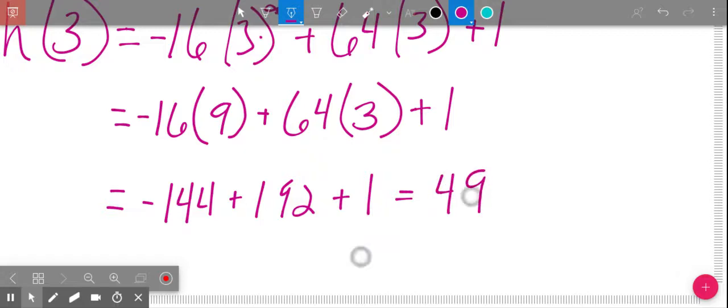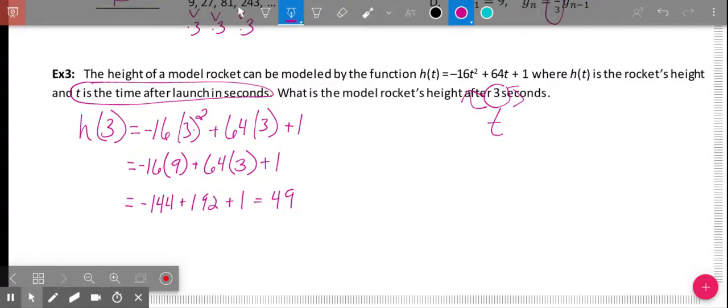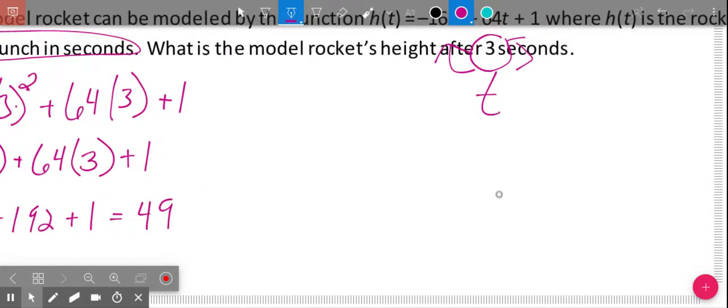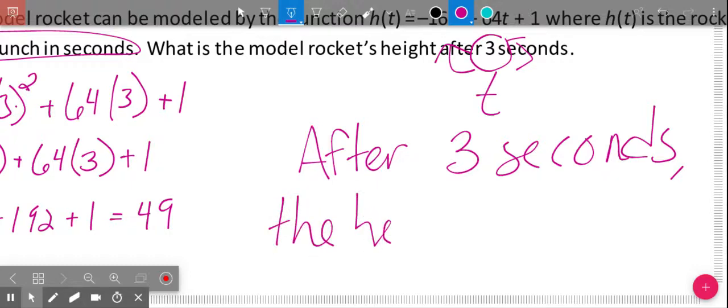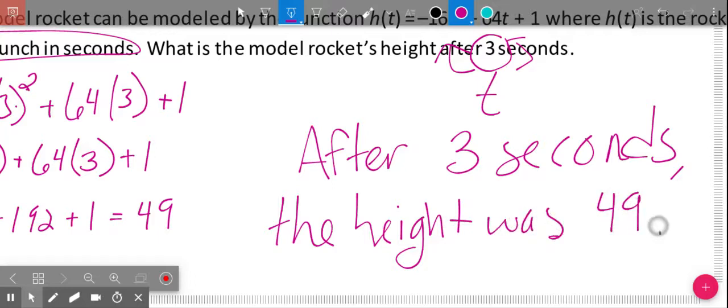Now my answer is not just 49. I cannot leave it at 49. I need to say the rocket's height. And remember, this is where our sentences have to talk about our input and our output. So I can say after 3 seconds, the height was 49 feet.